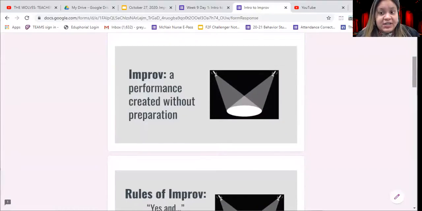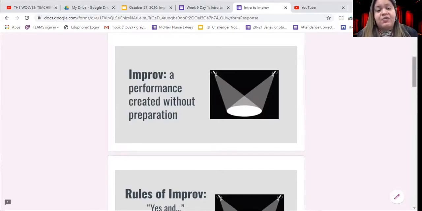So improv, what is it? Improv is a performance created without any preparation. Normally in theater, like we did with Reader's Theater, you would have a script to go off of. You would be given the words to say, and a lot of times your script will also give you actions or different things to do while you are on stage.